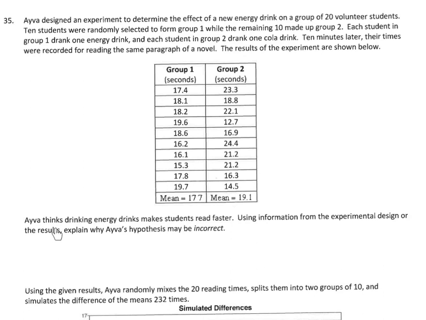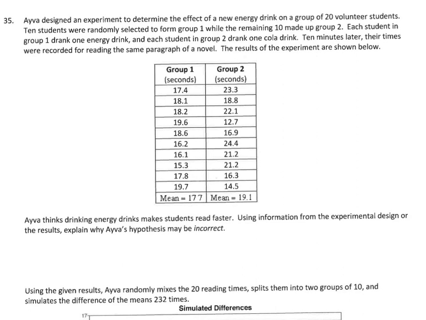So down here it says, Ava thinks energy drinks make students read faster. Using information from the experimental design or the results, explain why Ava's hypothesis may be incorrect. Well, if you look here, the students who drank the energy drink in group 1 read the paragraph faster, on average, than the students who drank the cola. But we can't say that it was due to the energy drink that made them read faster.